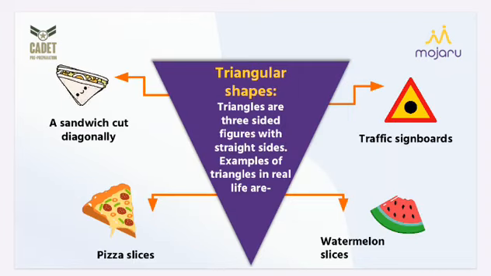Let's come to triangular shapes. Triangles are 3-sided figures with straight sides. Examples of triangles in real life are a sandwich cut diagonally. If we cut a sandwich, usually the pieces are triangular. If we notice the traffic signboards while traveling, they are also triangular. A pizza slice is also a triangular shape, because if we take a piece from a pizza, you will see it's triangular. Watermelon slices are triangular, right? Because they have 3 points.